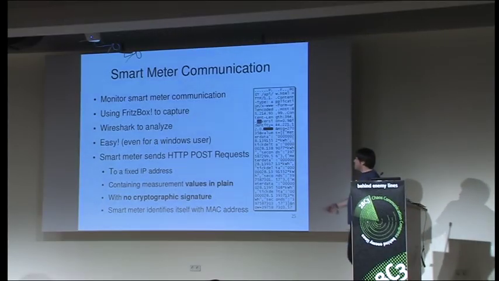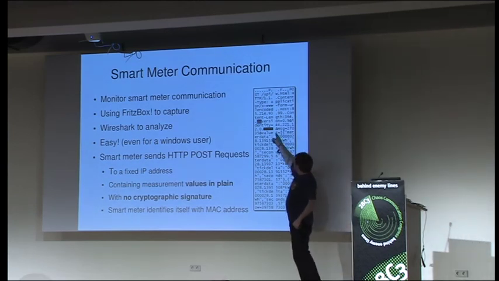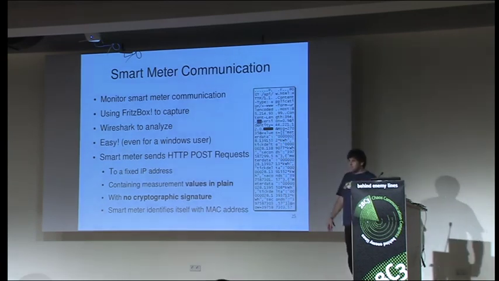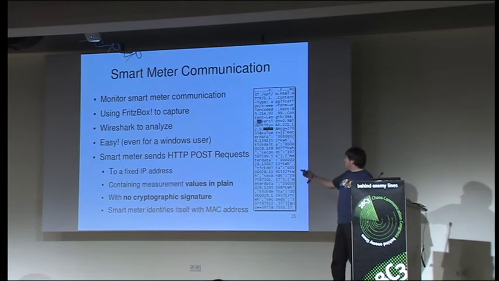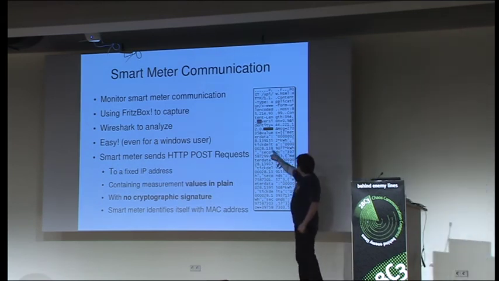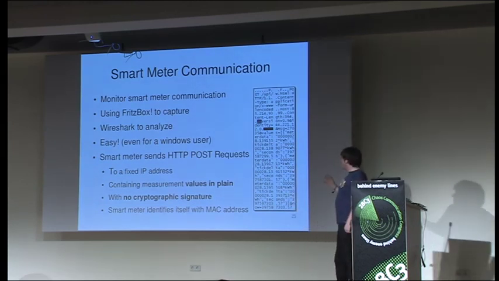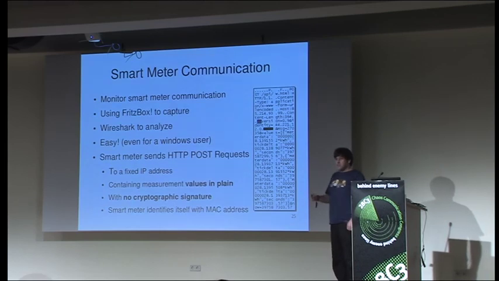And then you see that the smart meter sends HTTP POST requests. Here you see some requests. I hid the MAC address of the smart meter because it's my MAC address. It's sent to a fixed IP, containing the measurement values in plain text. So you see here 000 kilowatt hours, seconds. The seconds were also quite curious because it's not Linux time. It's a timestamp, I think, seconds since 3rd of December 1997. I didn't know what happened there, but I had a long time to figure it out.